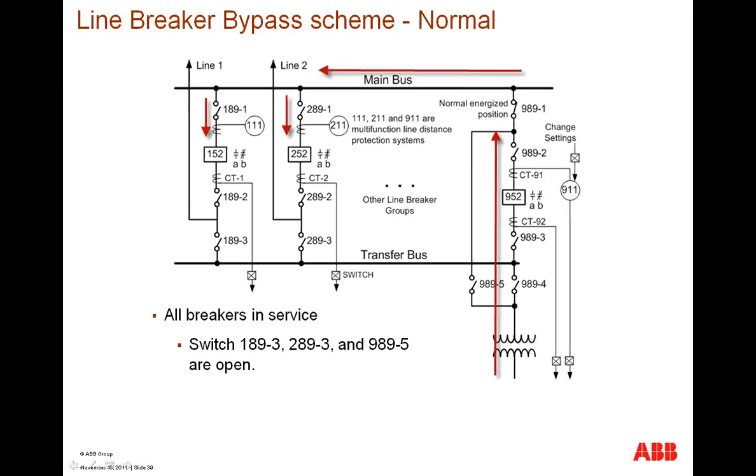So during the normal operation of this scheme, and disregard the direction of the arrows, I'm just trying to represent the current flowing through the substation, we would have 989-5 open, 989-4 closed, 989-1 closed, providing current going through 952 onto the main bus through breakers 252 and 152 going out to the lines. Line disconnect switches 189-3 and 289-3 would be open as well to prevent current backfeeding to the transfer bus.